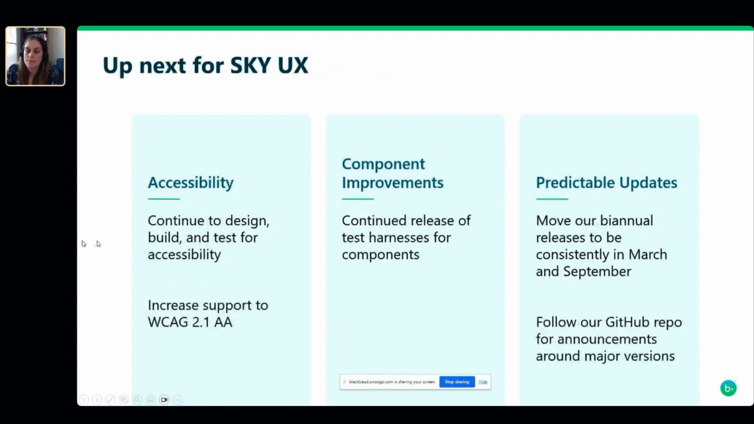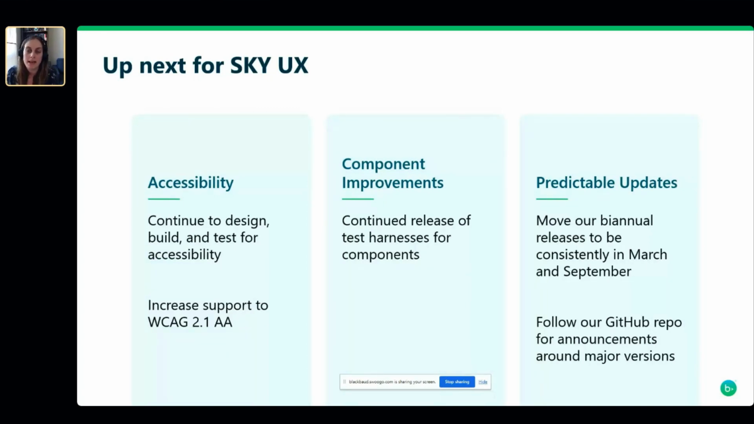So up next for us, we're going to continue to design, build, and test for accessibility. That's one of our primary focuses for the second half of 2023, continuing to up our game as far as accessibility goes. So there's a number of WCAG 2.1 AA compliance issues that we are going to remediate, and then findings from other accessibility assessments that we'll remediate within our library. Like I mentioned, we'll continue to work on providing test harnesses so that consumers are able to create their test automation as you need. And then we're moving to a more predictable update schedule.